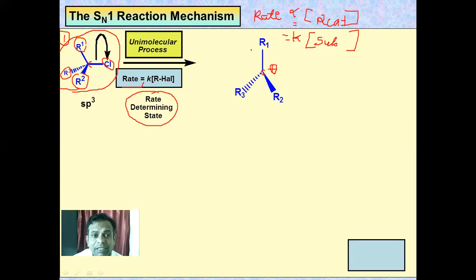So the rate of reaction depends upon only one molecule. The rate of reaction in the case of SN1 depends upon the concentration of the substrate only, that is only one molecule. That's why this is called substitution nucleophilic unimolecular. Why are these called unimolecular? Because the rate of reaction depends upon only one molecule.